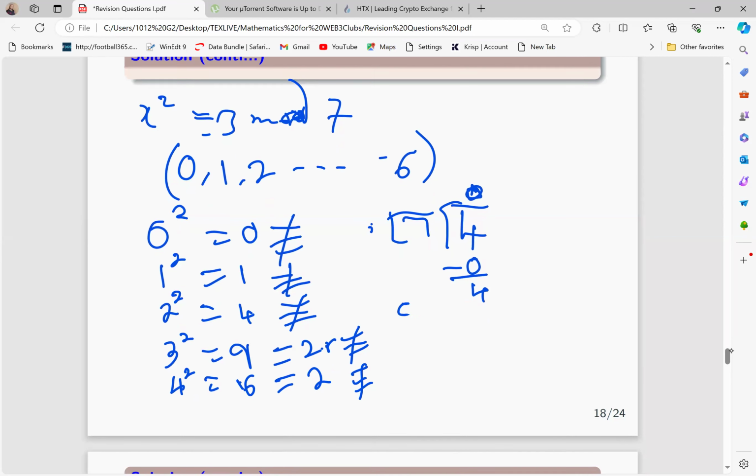So next will be 5. 5 squared will be 25. 25 mod 7: that will be 21, and the remainder will be 4. So still it is not our solution because we are looking for 3. Next will be 6. 6 squared will be 36. 36 mod 7, we get 1. Still, that won't be our solution.